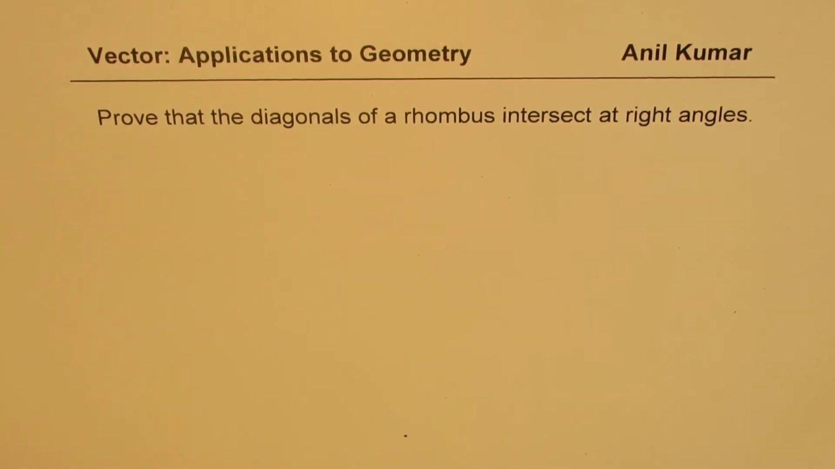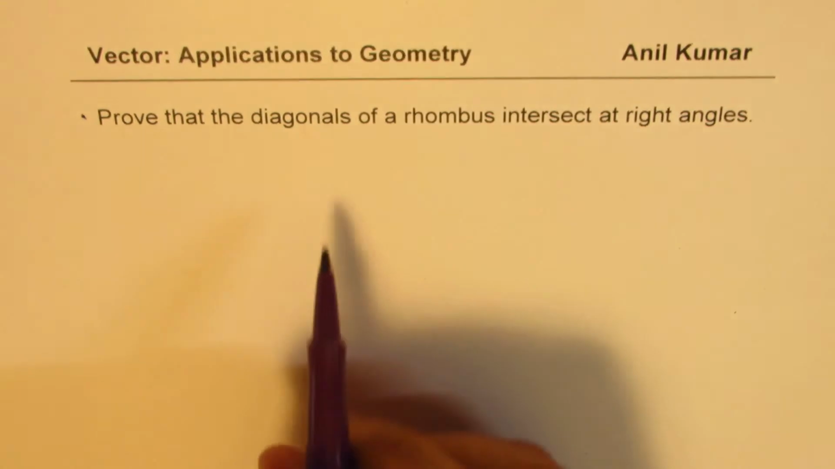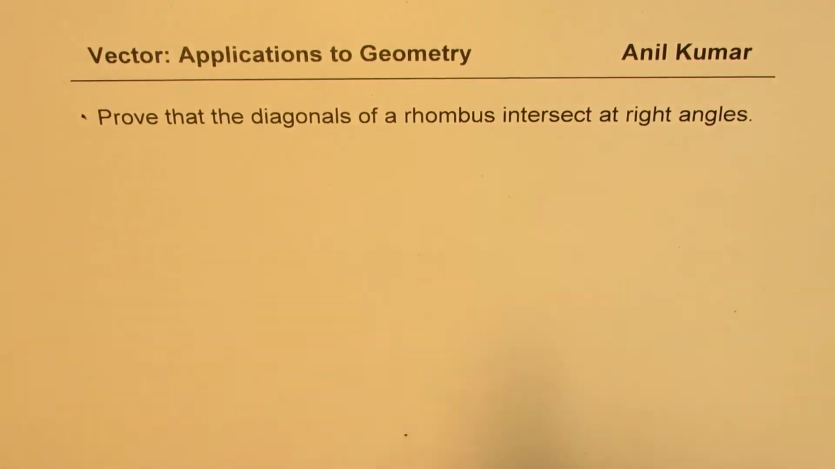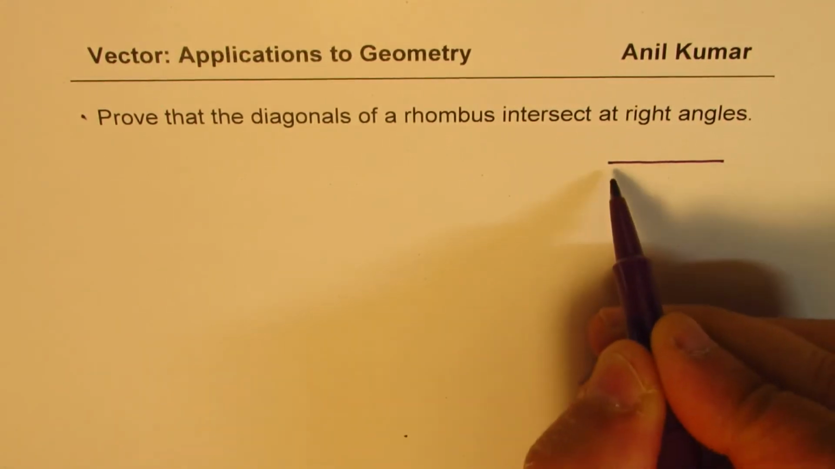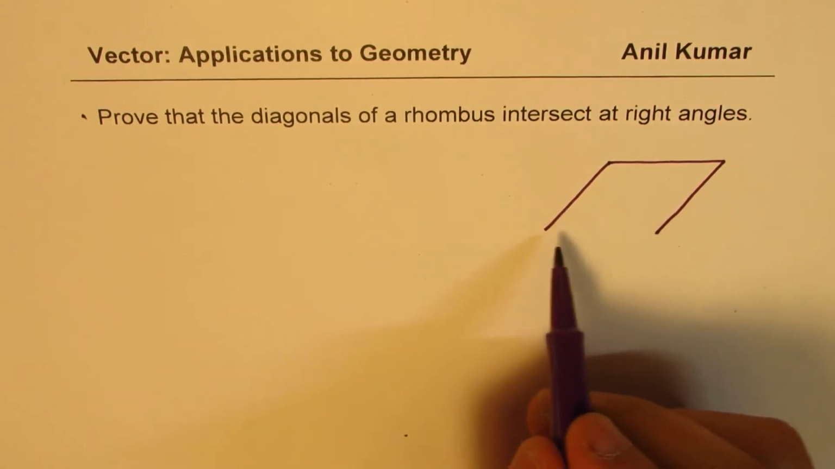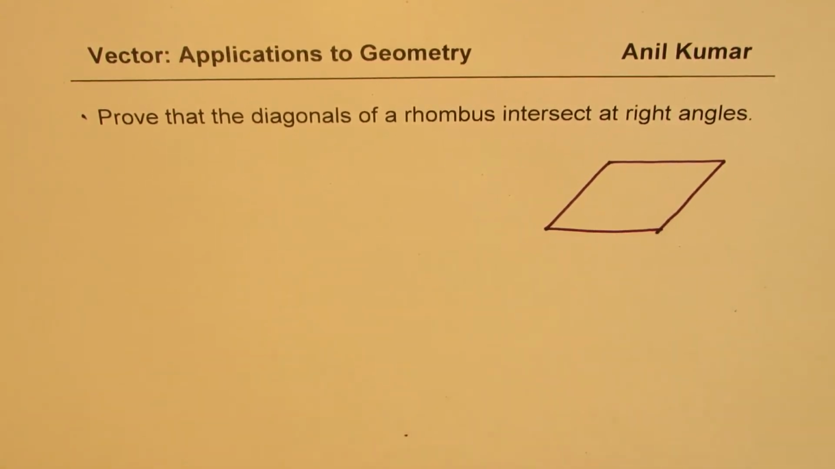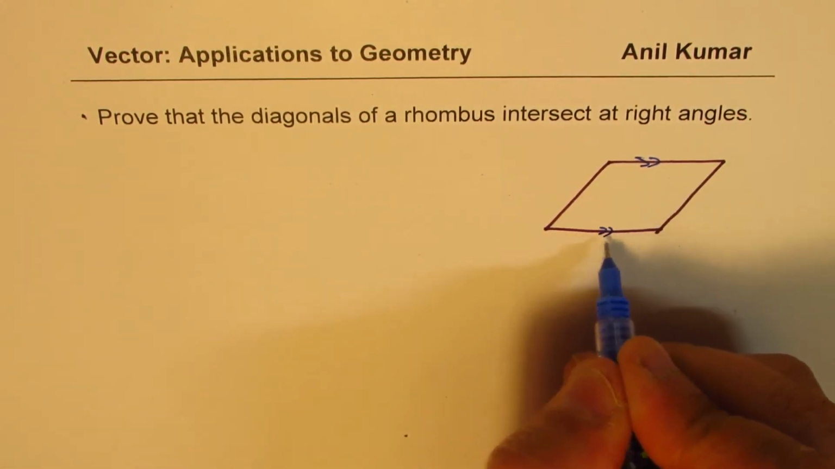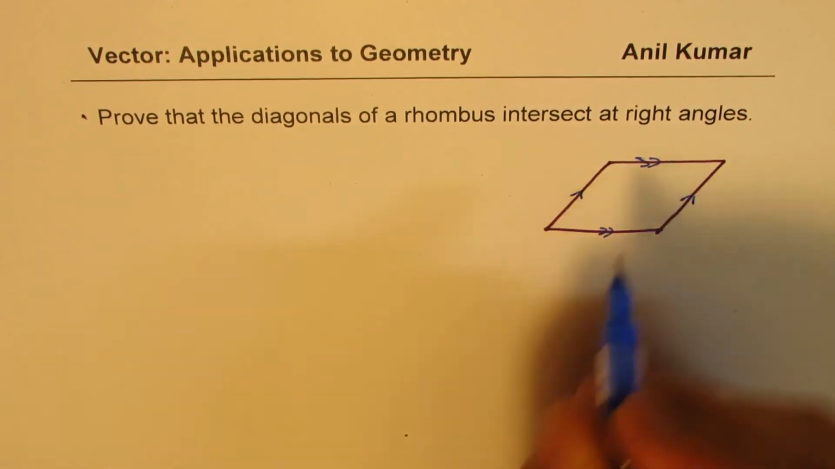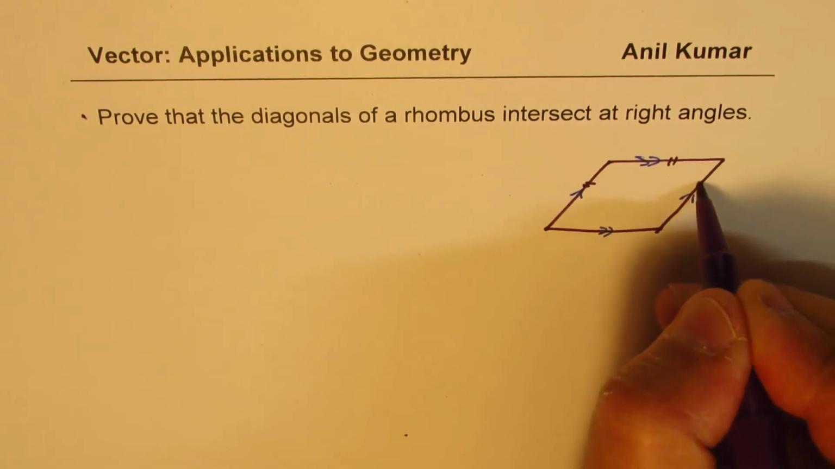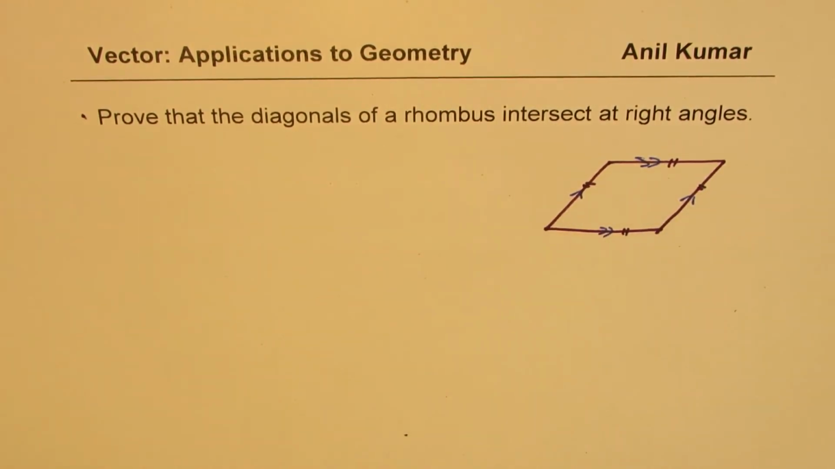Here is a very interesting question. You need to prove that the diagonals of a rhombus intersect at right angles. Right? So let's make a rhombus. A rhombus is a quadrilateral where opposite sides are parallel and equal. So what we are given here is that the opposite sides are parallel, it's a parallelogram, and all sides are equal. Correct? So that is a rhombus.